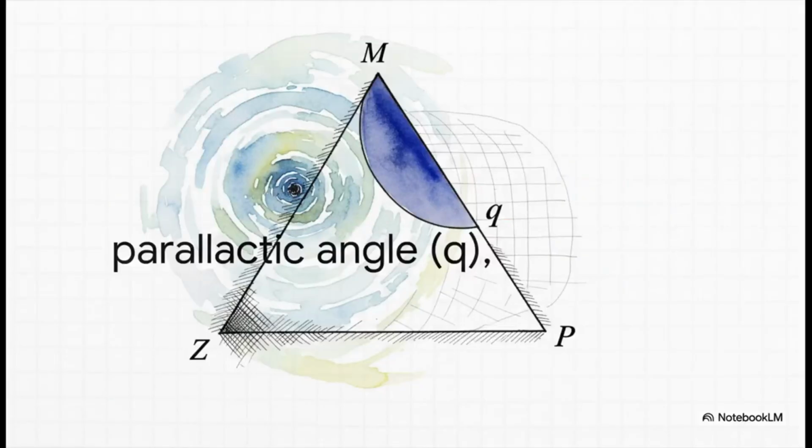And finally, the third angle, the one located at the vertex of the star itself, M. This is known as the parallactic angle, Q. Now, this one can feel a bit more abstract, but it is critically important for high-precision astronomy. It essentially defines the orientation between the star's vertical circle and its hour circle, and it's indispensable for making corrections for things like atmospheric refraction.